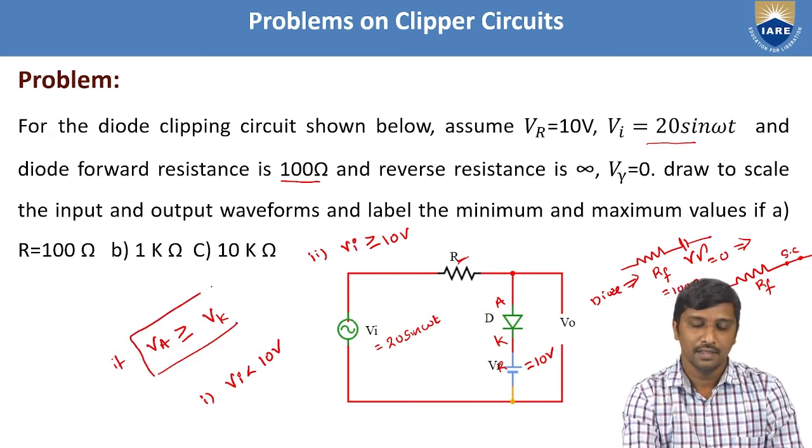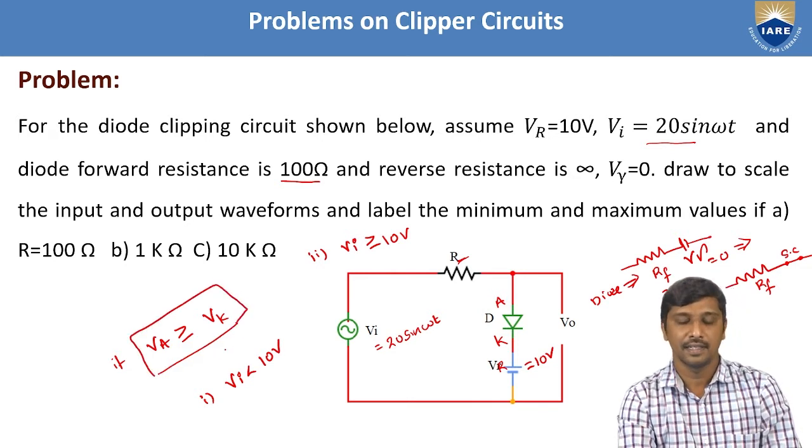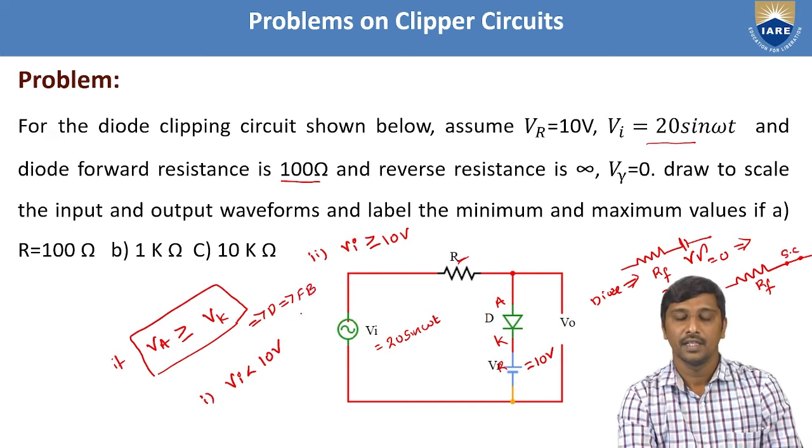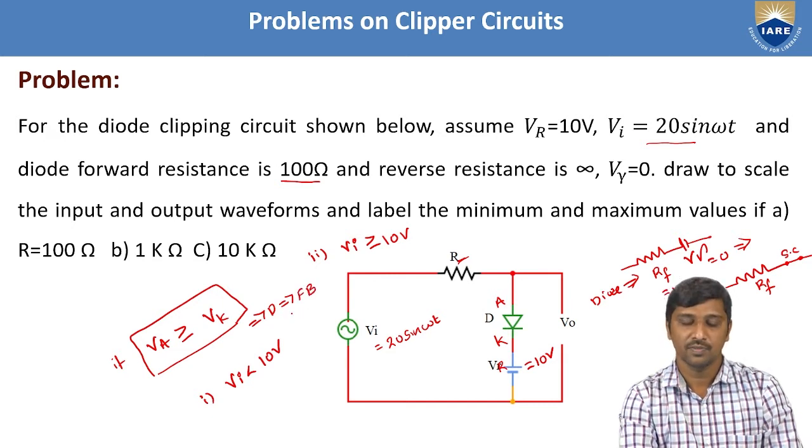So what is the condition here? The anode voltage is greater than or equal to the cathode voltage. Under this condition, the diode enters into the forward bias mode. If the diode enters into the forward bias mode, the state is represented as the conducting state.